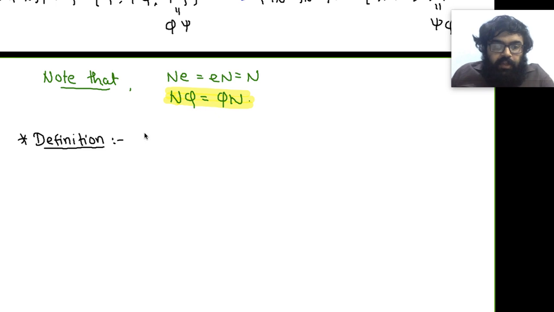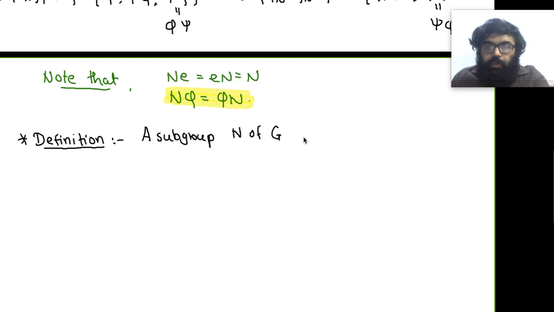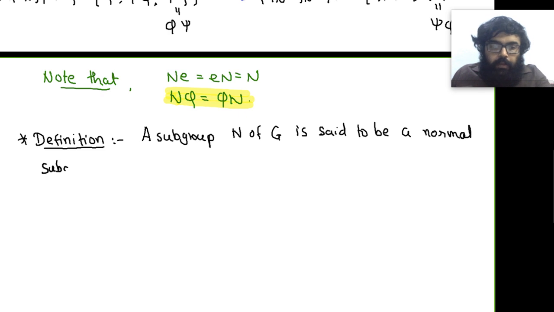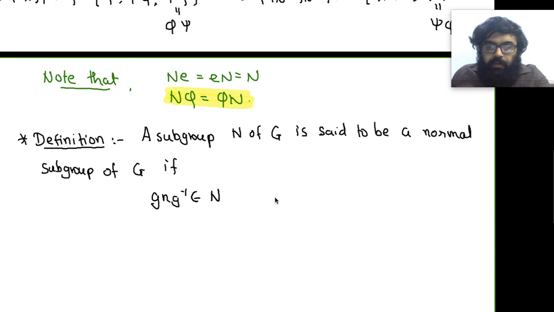Actually, we are not defining it like that, but let me state the definition. A subgroup N of G, first of all, it has to be a subgroup. A subgroup N of G is said to be a normal subgroup of G if g n g inverse belongs to N for every g in G and n in N.